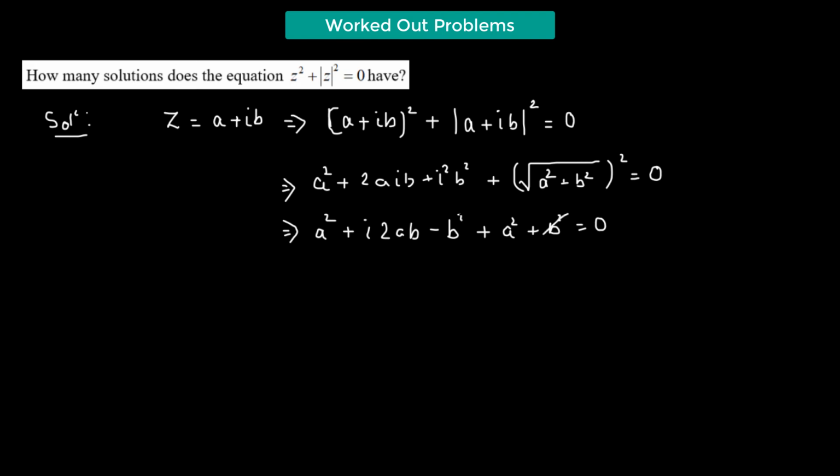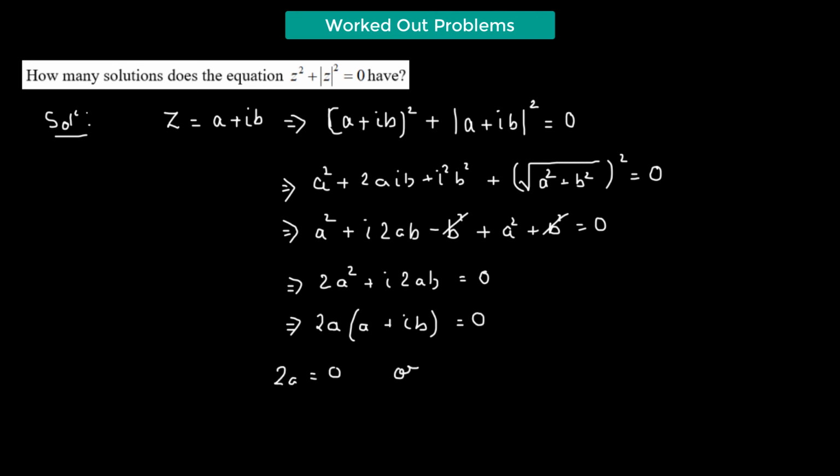Now we can cancel out b squared and minus b squared. Combining a squared plus a squared will give us twice a squared plus i times 2ab equals 0, which implies taking 2a as the common factor. So we have 2a times a plus ib equals 0. So we can have either 2a equals 0 or a plus ib equals 0.